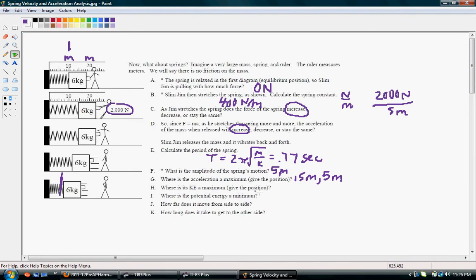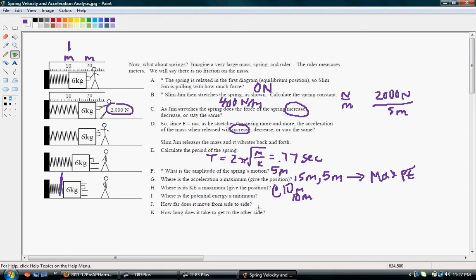Where is the kinetic energy a maximum? That would be in the middle at the equilibrium position of 10 meters. Remember that at 15 and 5 meters, we have our maximum potential energy, which means through the center, all of that potential energy gets converted into kinetic. Where is the potential energy a minimum? That would be at the same spot, at 10 meters, because we have no potential because we have all kinetic.